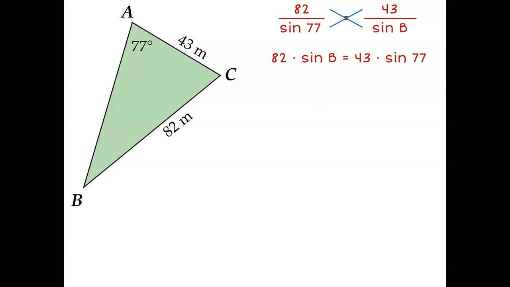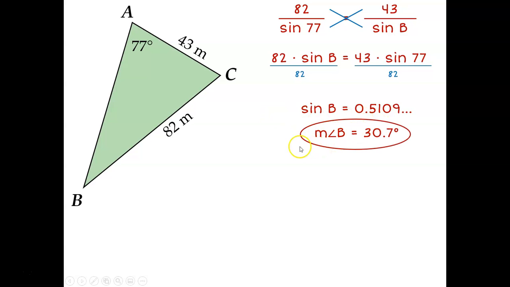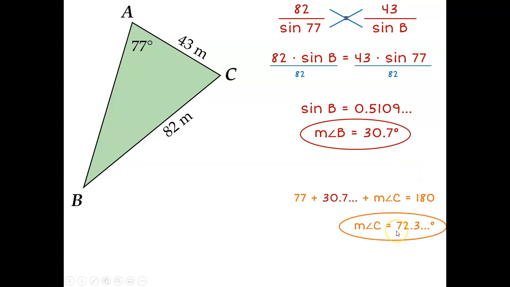Cross multiply. I get 82 times sine of b equals 43 times sine of 77. Divide both sides by 82, and the sine of b is less than 1, so I know I at least have one answer. Take the inverse sine of both sides, and I find out that the measure of angle b is 30.7 degrees. So using the triangle sum theorem to figure out the measure of the third angle, 77 plus 30.7 plus the measure of angle c equals 180, and I find that the measure of angle c must be 72.3 degrees. Our chart told us that we're looking for only one triangle, but why is that? Well, the supplement of 30.7 would be 149.3, right?